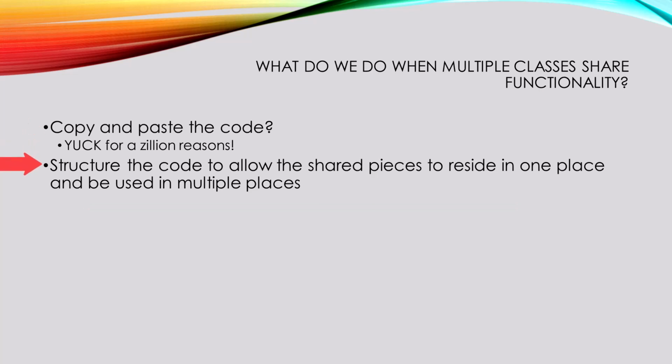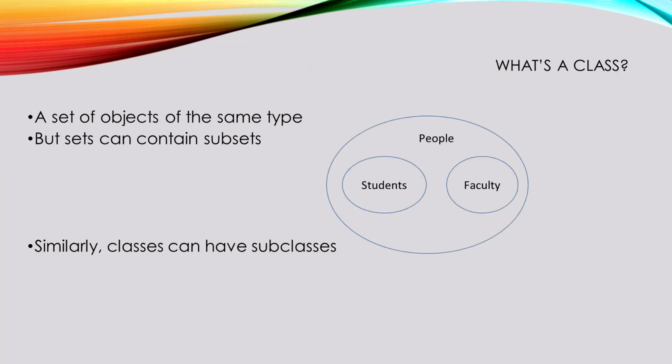So instead, we would like to structure the code so that we can put the common things in one place, and both the student and faculty classes can use it. Remember, a long time ago, we said that the word class had three meanings? One of those meanings was a set of objects of the same type. So in our system, we'd have a set of objects that are students and a set of objects that are faculty. In math and in real life, those sets could be subsets of a bigger set containing people.